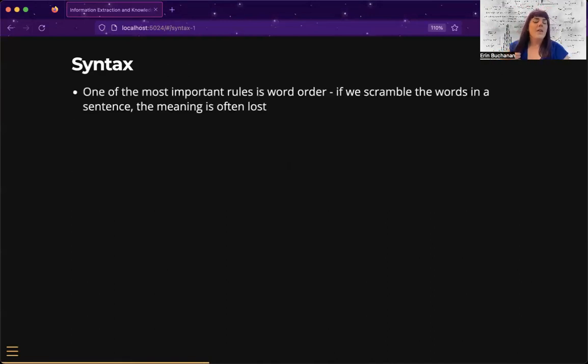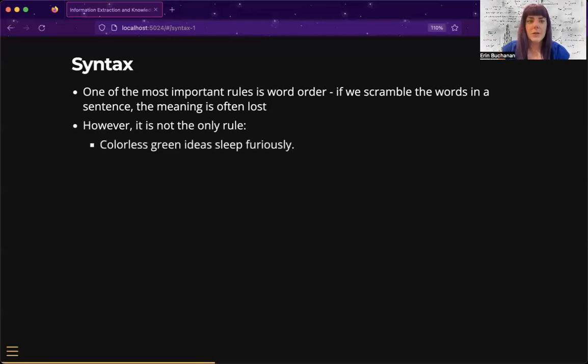Now, I just said that word order is one of the most important rules. Okay, it's honestly the most important rule for transforming individual concepts on the page into meaning. Okay. So if we scramble the words in a sentence, that meaning is going to be lost because we use word order and the structure of the sentence to understand what's happening. Okay. But it's not our only rule.